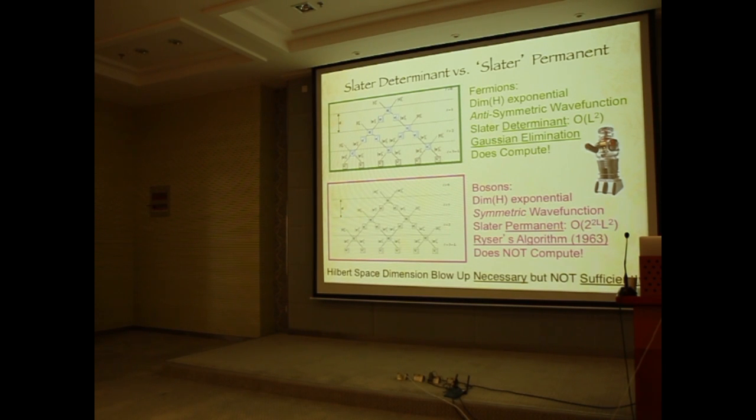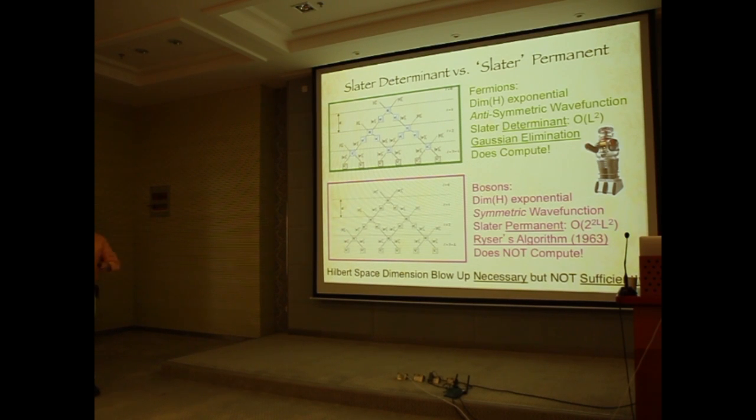The most efficient algorithm, row reduction, gives you L squared number of steps. The most efficient algorithm for calculating the permanent, to find the symmetric wave function, is the Ryser algorithm. It goes 2 to the 2L times L squared. That 2 to the 2L kills you.